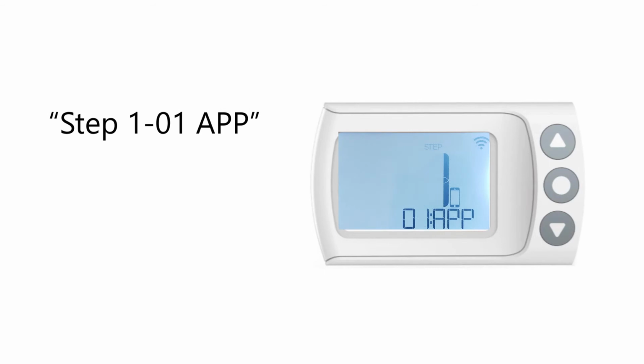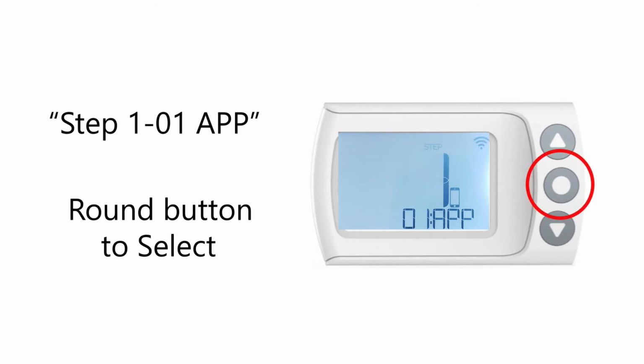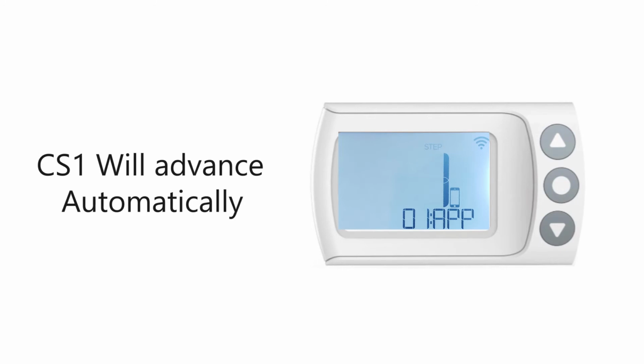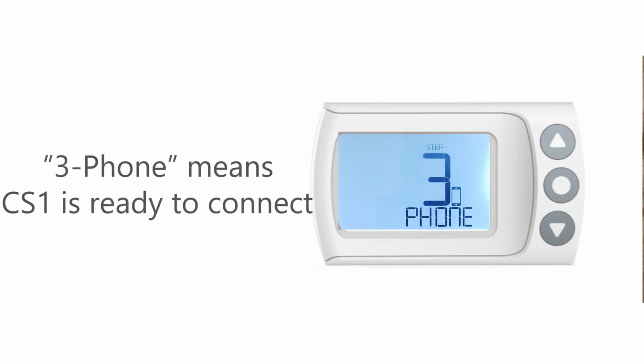Step 1, App, will appear on the screen, then press the round button to select. Your CS1 will automatically advance, first to 2 Scan and then to 3 Phone. When 3 Phone appears on your CS1 screen, it is ready to be connected.